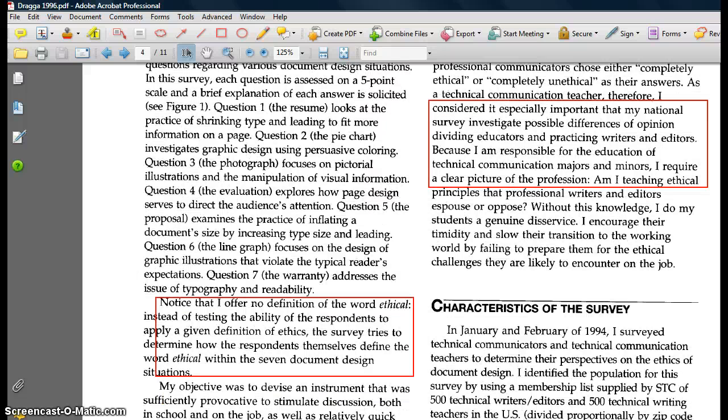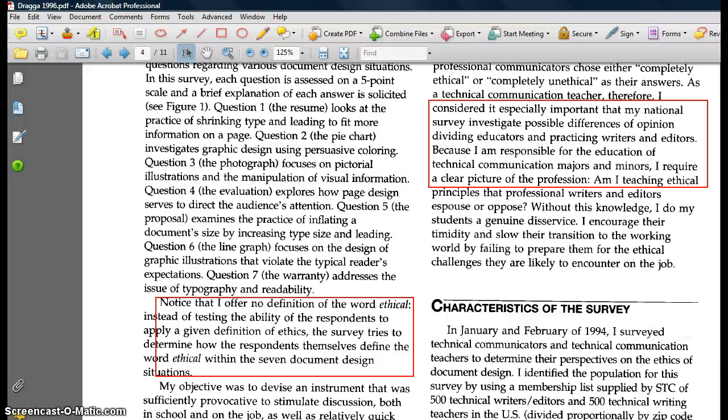You're also going to have to justify your opinion on doing different things. So he talks about how, in his role as a teacher, he needs to make sure that he's presenting this information so people can pass it on to others. He wants to give them a clear picture of the profession by teaching ethical principles that professional writers and editors espouse or oppose. Without this knowledge, I am giving my students a disservice. So this is how he's answering that purpose question that I was talking about on the first day.